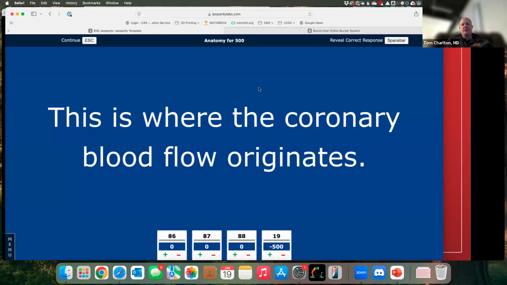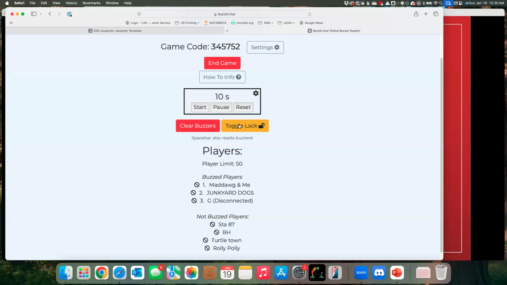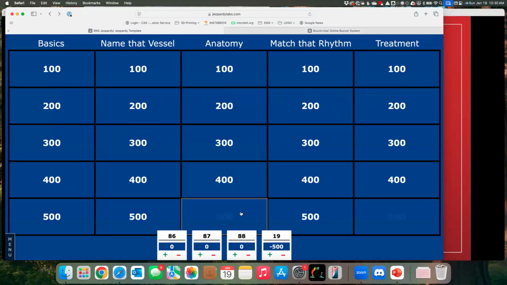All right, so the correct answer is, what is the proximal aorta? Okay, remember that the aorta is coming out, and right off of it come the 2 coronary arteries. Okay. Can you play this yesterday, Vinny? No, we didn't. All right, so I believe 86s are still up because they had the last correct answer.